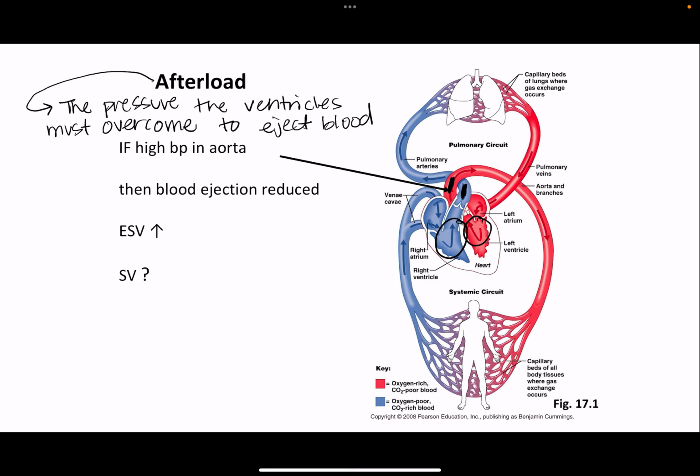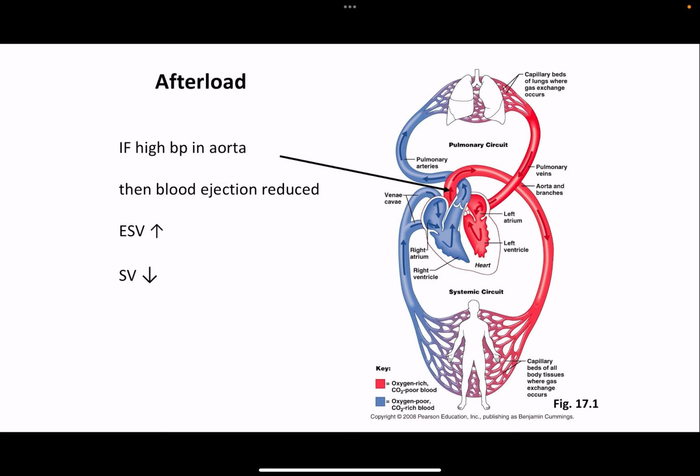So if we have high blood pressure in the aorta, then blood ejection is reduced, so we have more left over. So what does that do to our stroke volume? Decreases it. We're going to be ejecting less blood, because if we have to overcome a higher pressure, that takes more time to build up enough pressure in the ventricles, and we're not going to get as much ejection.